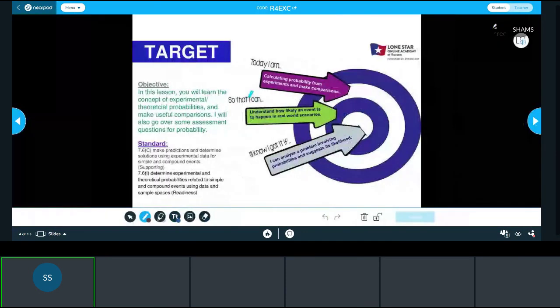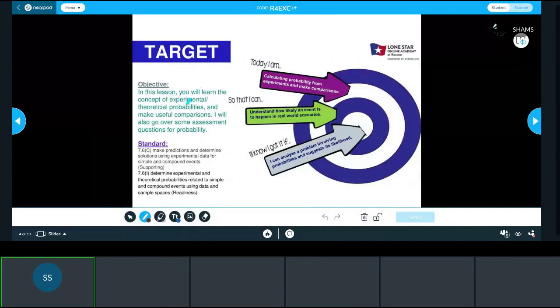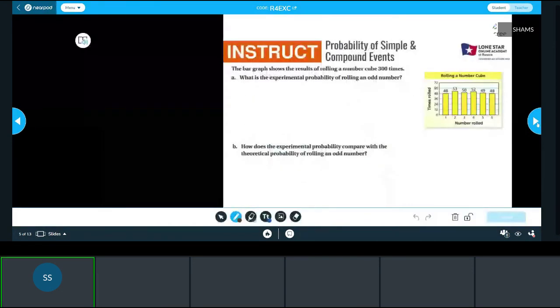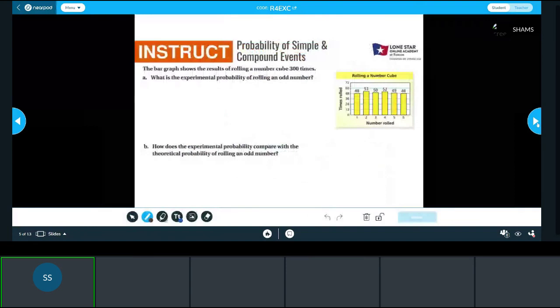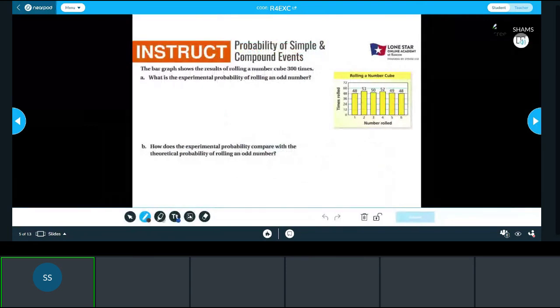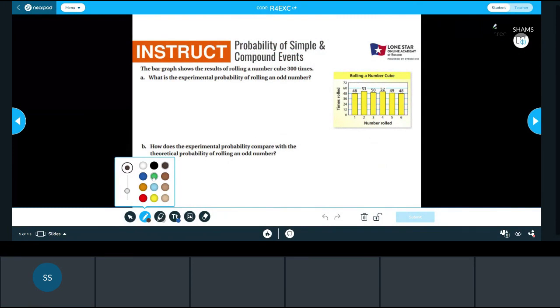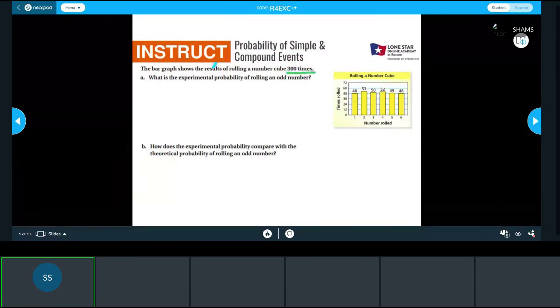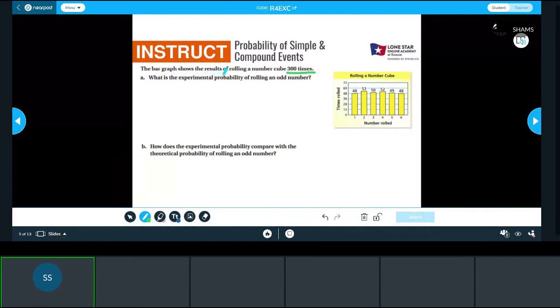In this lesson, you will learn the concept of experimental and theoretical probabilities and make useful comparisons. I will also go over some assessment questions for probability. Here is the first question. The bar graph shows the results of rolling a number cube 300 times. What is the experimental probability of rolling an odd number?